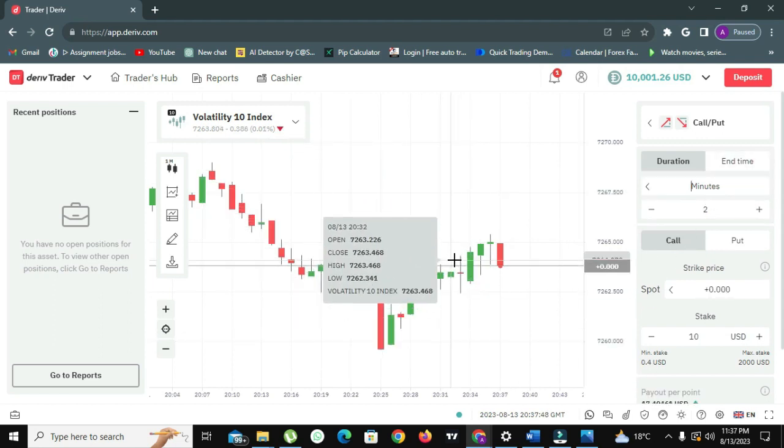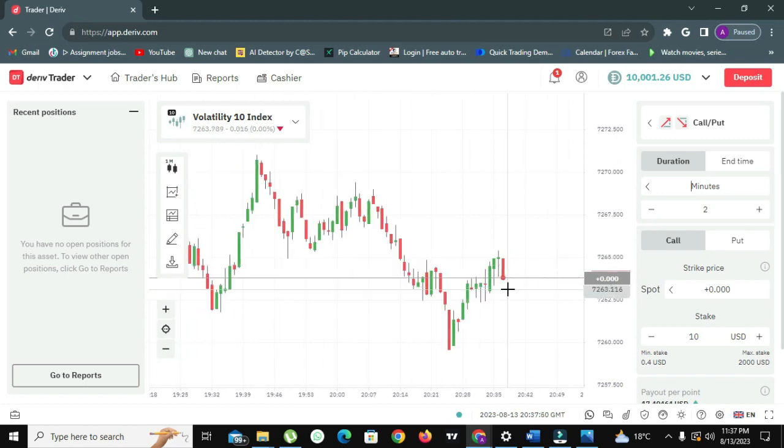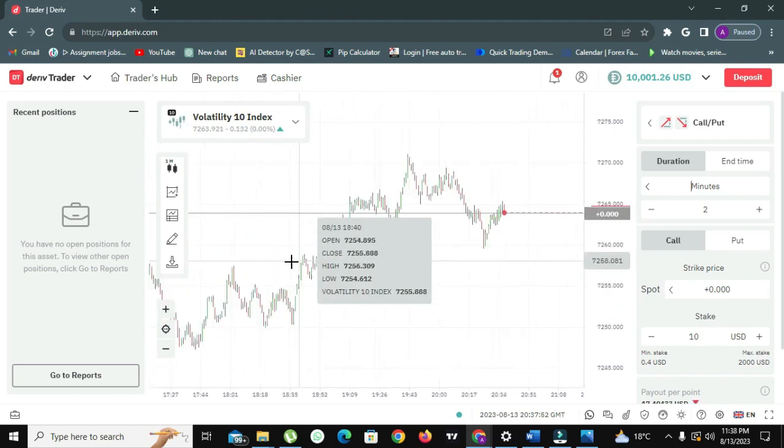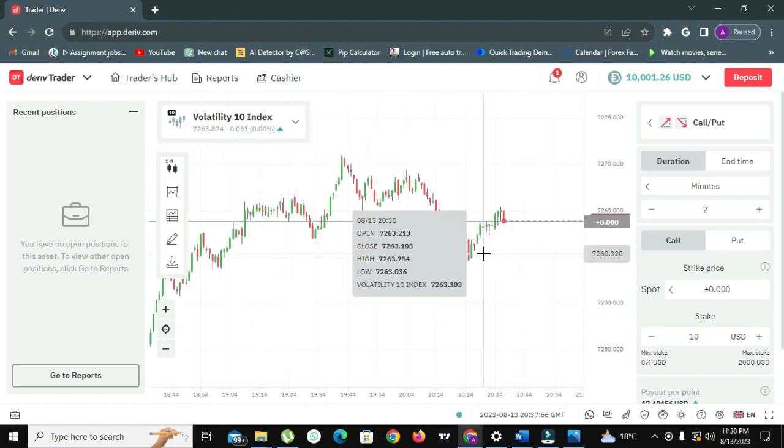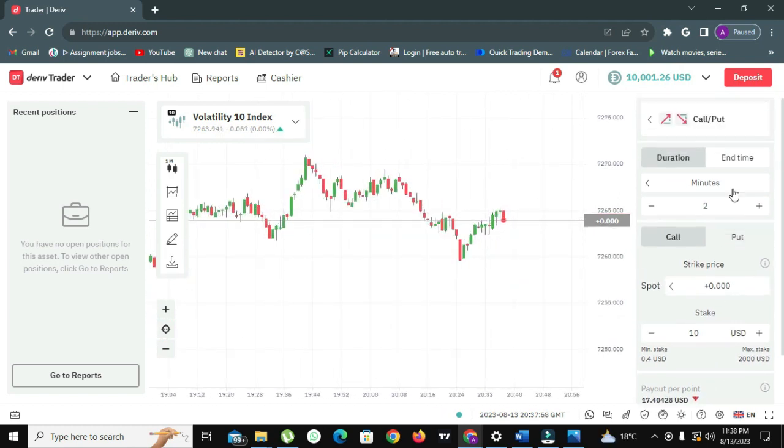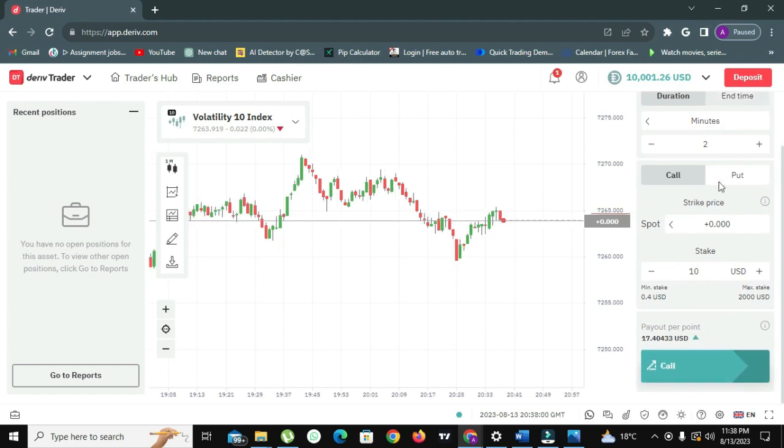Let's say, for instance, right now we can see that it's going down, but you have to do an analysis when you are using this strategy. For instance, here it's up. You can select up and select call, or you can also do put. You just come here and select put. Put is going down. That's that trade type.